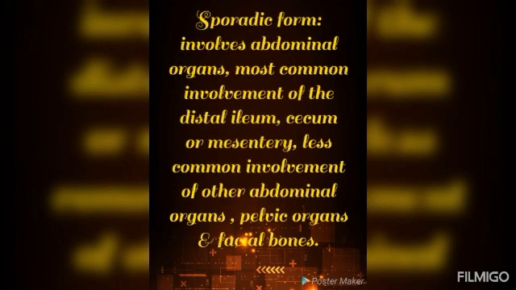The sporadic form of Burkitt's lymphoma most commonly involves the abdominal organs, most commonly the distal ileum, cecum or mesentery, with less common involvement of other abdominal organs, pelvic organs and facial bones. The African form most commonly occurs in the maxilla and mandible. This picture shows the sporadic form of Burkitt's lymphoma affecting the abdominal organs.